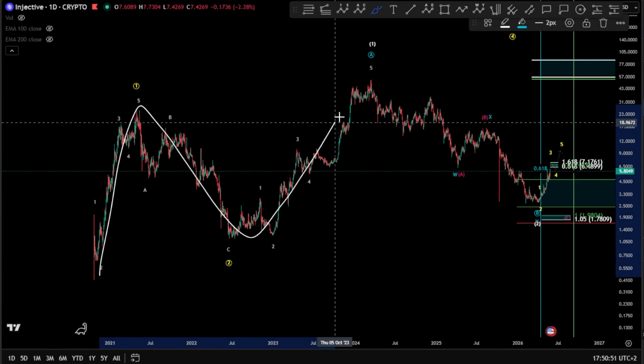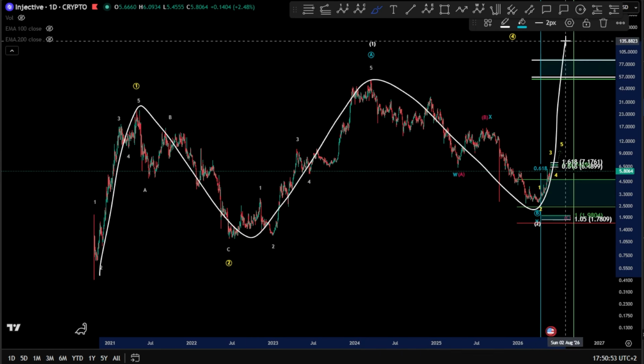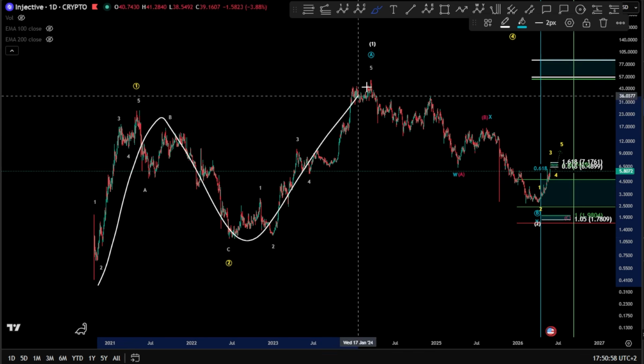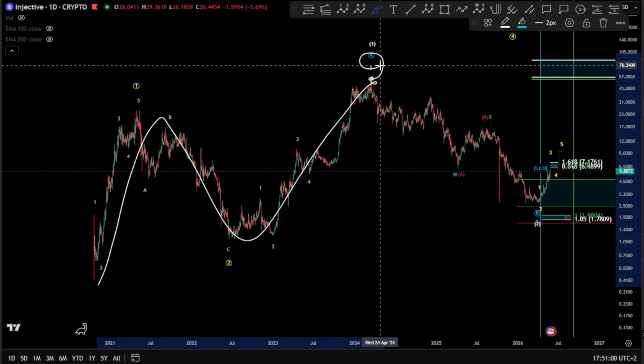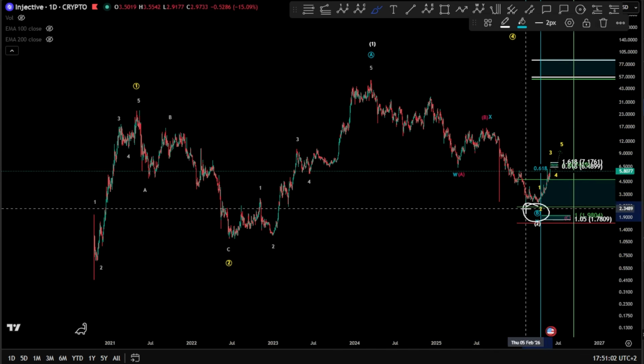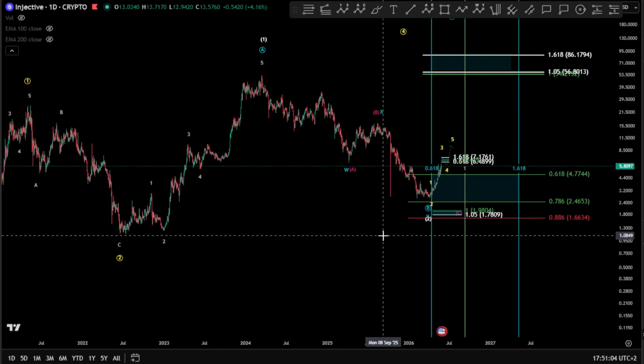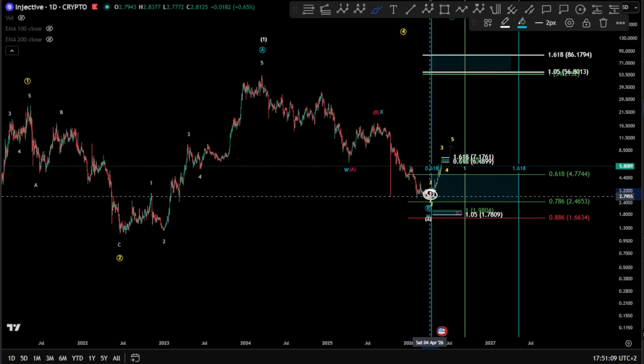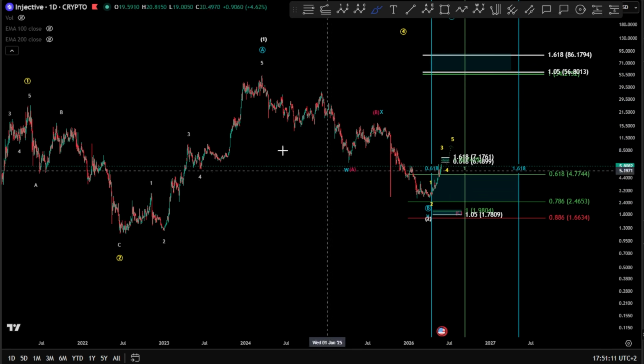So 1-2 for Injective, another 1-2 as well. We're looking very likely for a massive wave 3. Also, the highest probability is a 3-wave zigzag in a wave A, a very complex structure wave B, and we're looking for a wave C toward the upside. Timing and timing again, 0.618 perfectly reached, and we start to see, of course, something to push toward the upside.